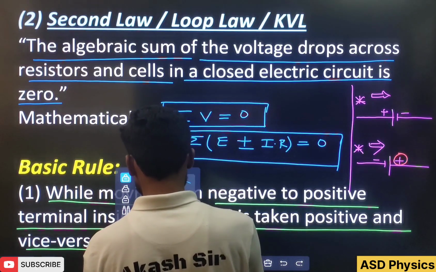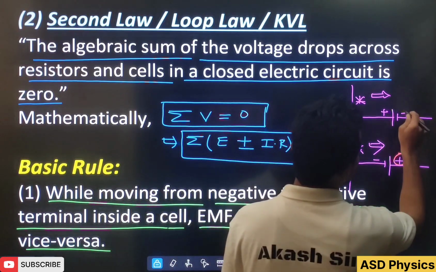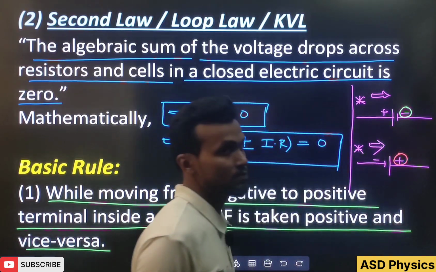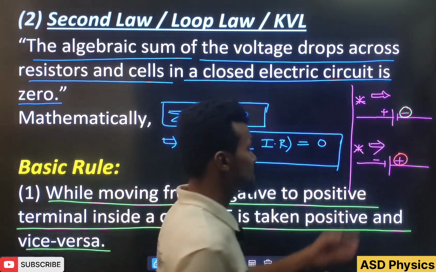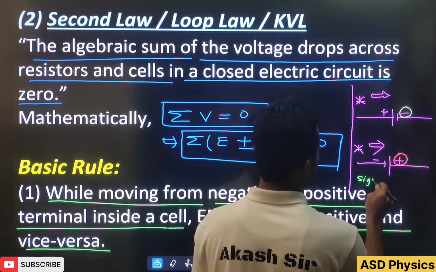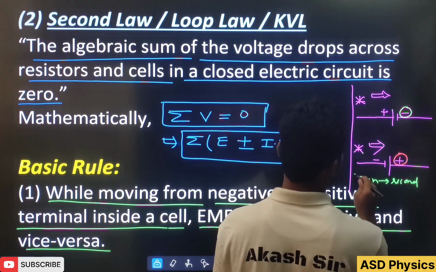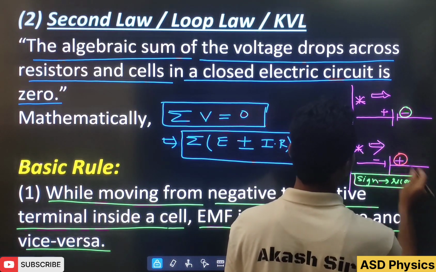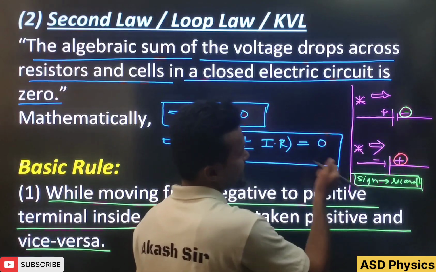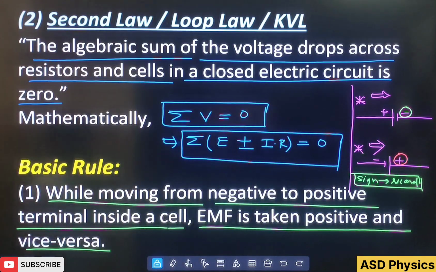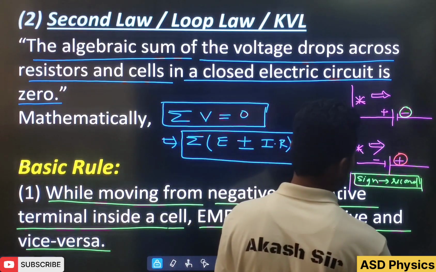And students, vice versa, when you are going from positive to negative, then you have to take the minus sign. That means in all situations you have to take the second sign. Which sign, students? This sign, the second sign, always. Positive to negative means negative, negative to positive means positive, okay, students? So you have to remember this: long line plus, short line minus.